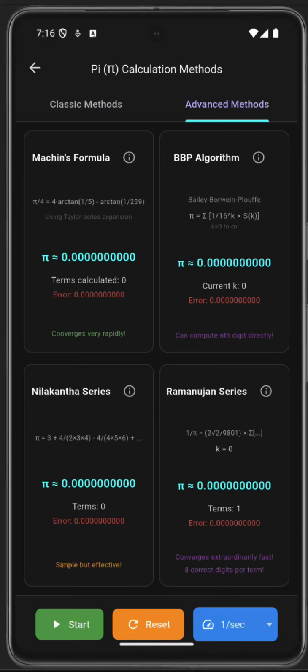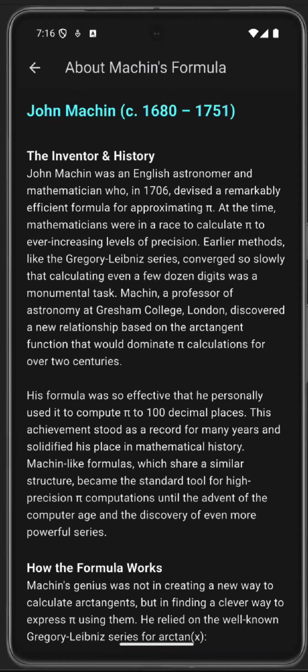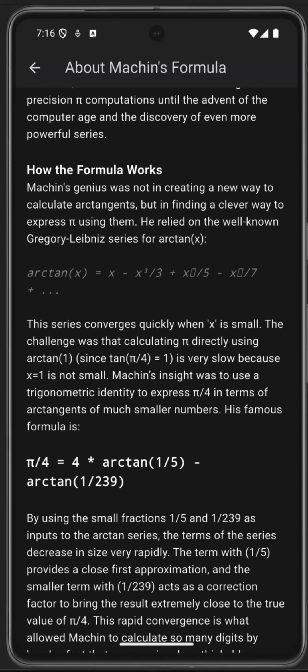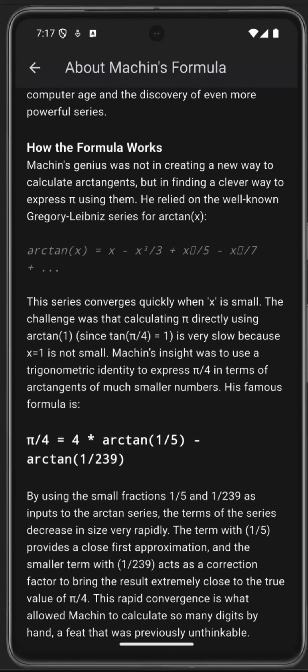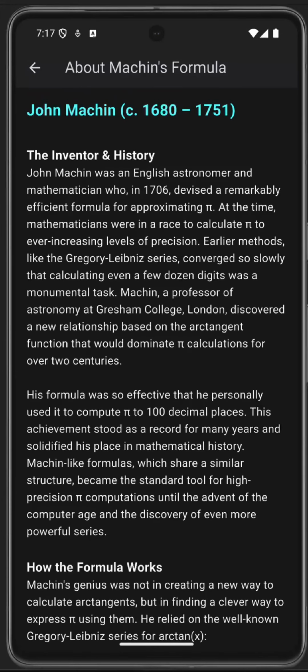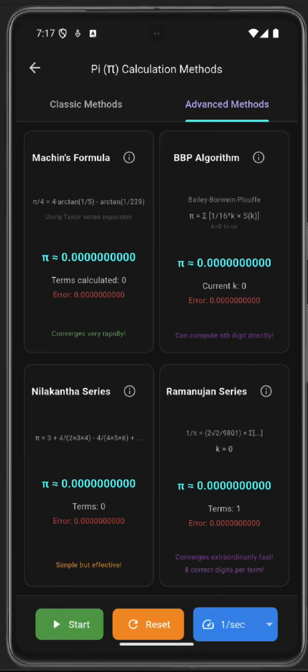Machin's formula, developed in 1706, was a major breakthrough for calculating pi manually. It represents pi as a combination of two arctangent functions with much smaller arguments, specifically 4 times the arctan of 1/5 minus the arctan of 1 over 239. This formula converges much faster than simpler series like Leibniz's. Because of its efficiency, Machin's formula and its variations were the primary methods used to compute pi to hundreds of decimal places for centuries, long before the age of computers.